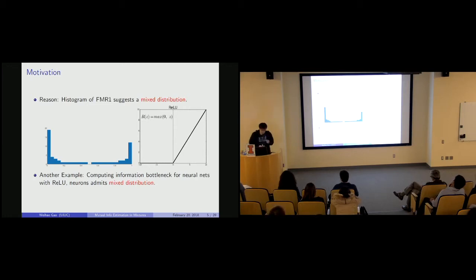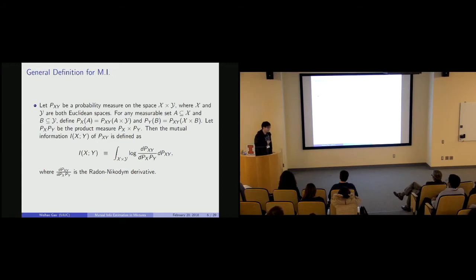There's another example, which is when you measure the mutual information between neurons of a neural network. Suppose you're using ReLU, which is a very popular activation function. The output of ReLU is actually a mixed distribution, because it has some probability to be 0 and some probability to have this continuous distribution of positive numbers. So that motivates our work to estimate mutual information for a mixture of distributions.